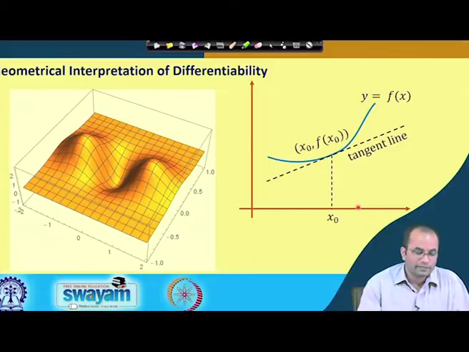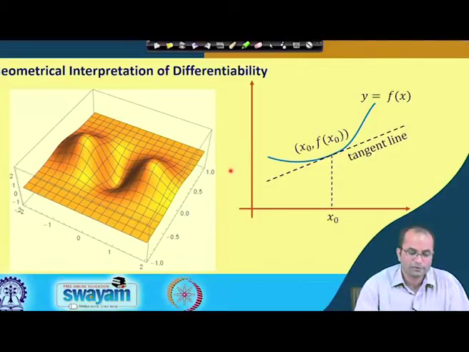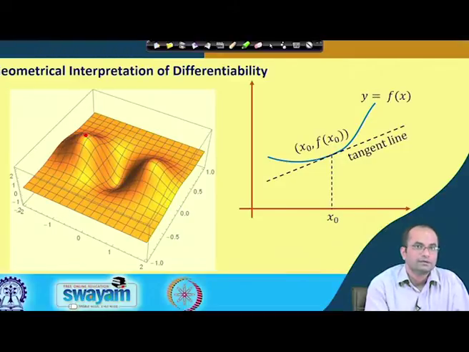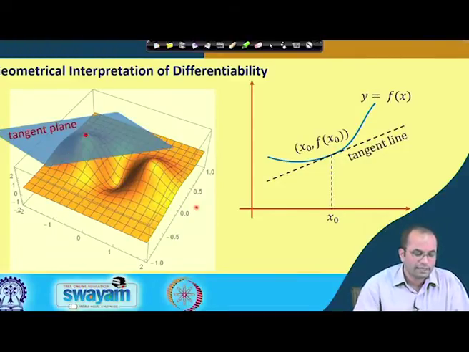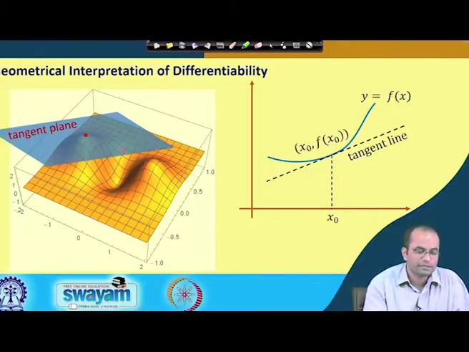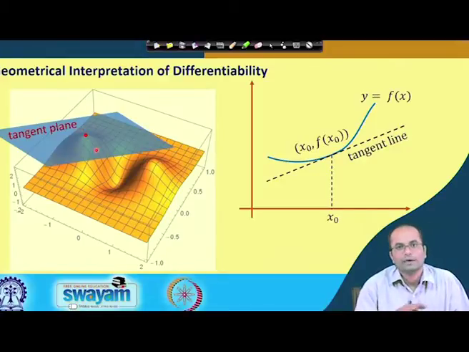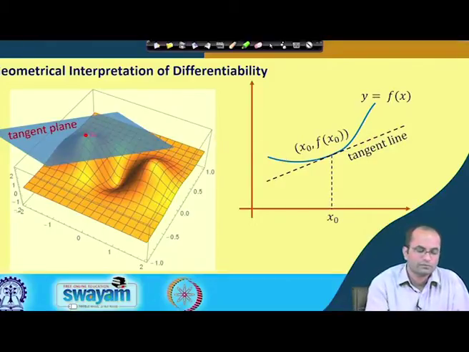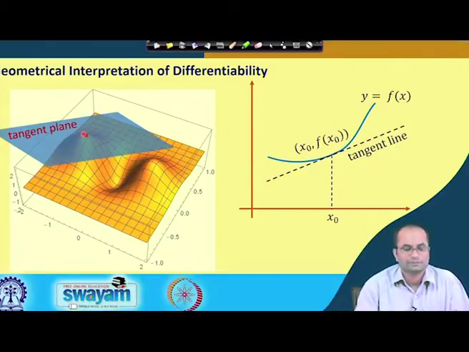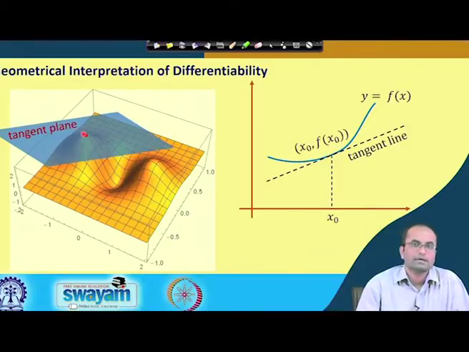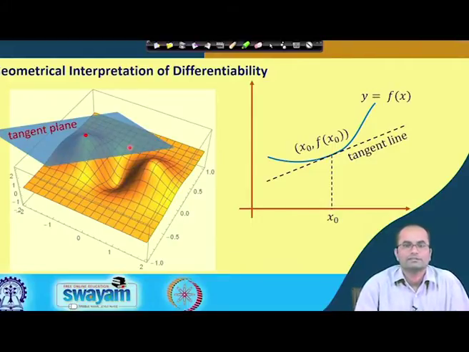In the case of functions of two variables, we have a similar argument, an extension of this concept. Suppose there is a point x 0 y 0. If the function is differentiable, then we can approximate it in the close vicinity of this point by the tangent plane. In the case of a single variable, this was a tangent line, and now we have a function of two variables in this picture, and we can approximate it by this tangent plane, which is actually the linear part we have seen in the definition.